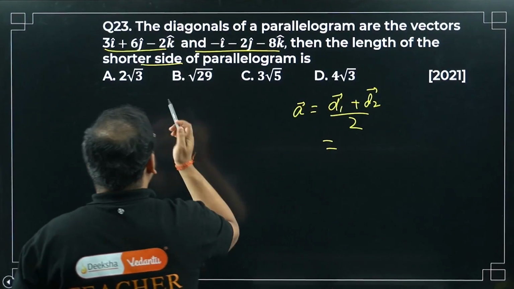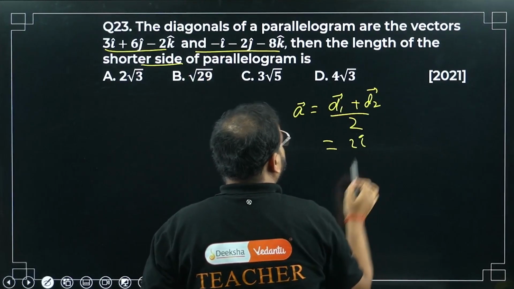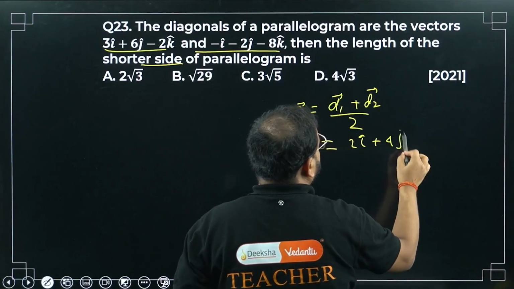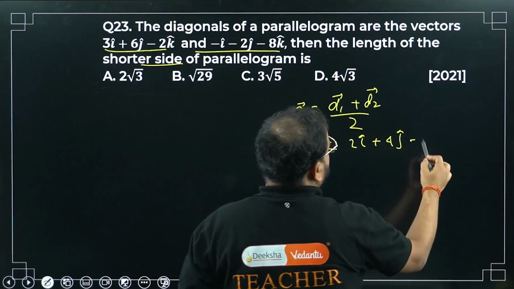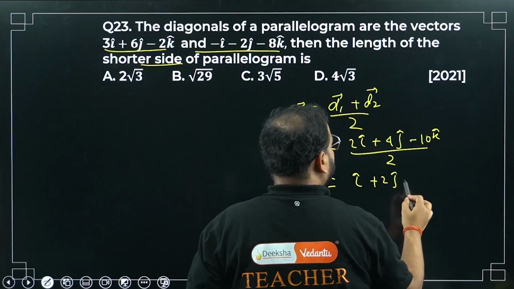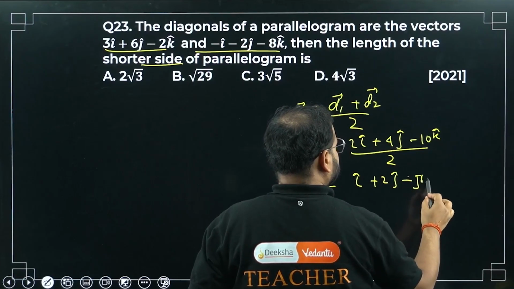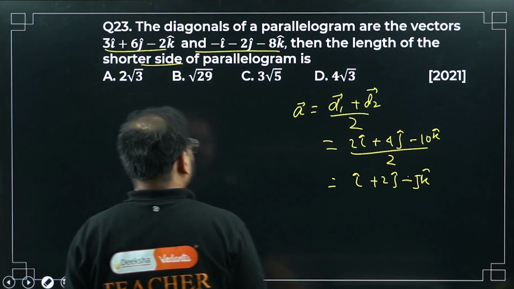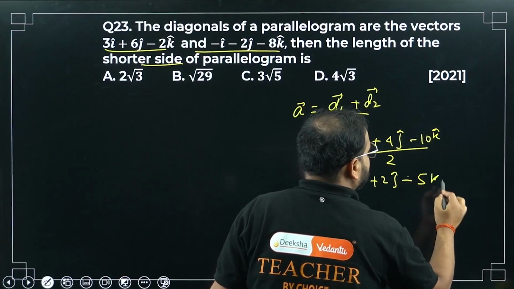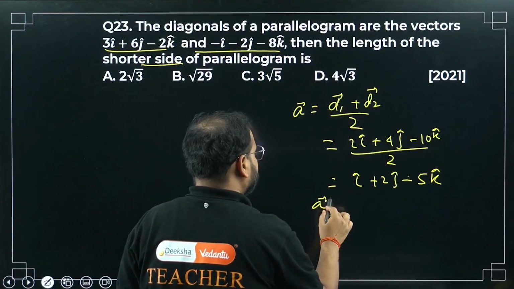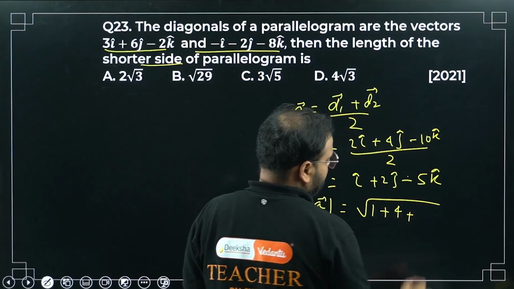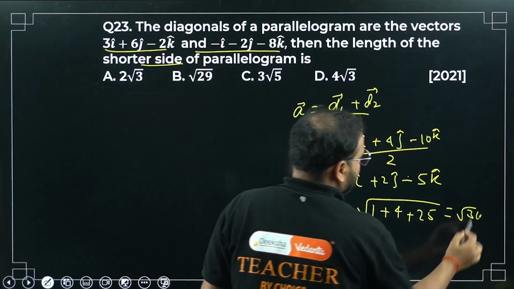So please do it. 3i minus i, so 2i. 6j minus 2j, so 4j cap. Minus 2 minus 8, so minus 10k cap. Divide by what? 2. What I get? I cap plus 2j cap minus 5 k cap. 10 by 2, right? So minus 5 k cap. Find the mod of A then. Please find the mod. 1 plus 2 square is 4, 5 square is 25. So root 30.